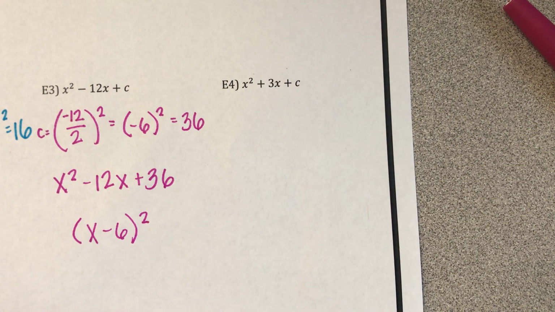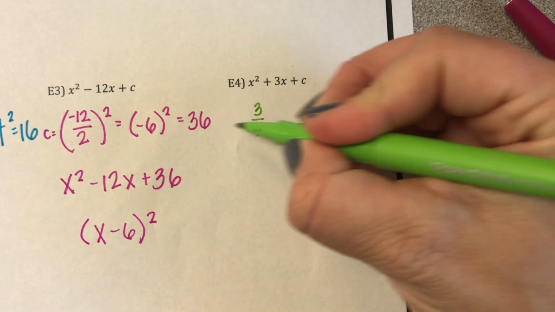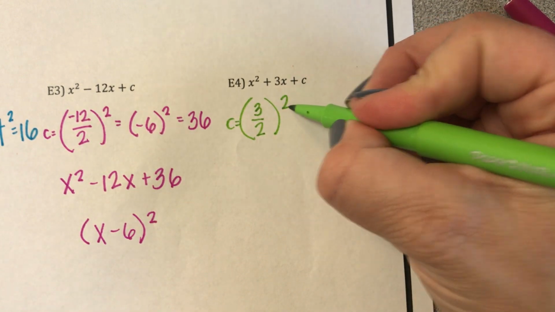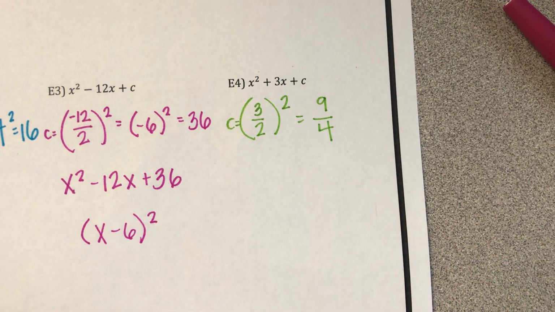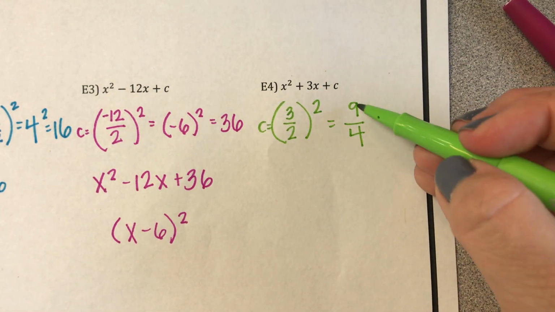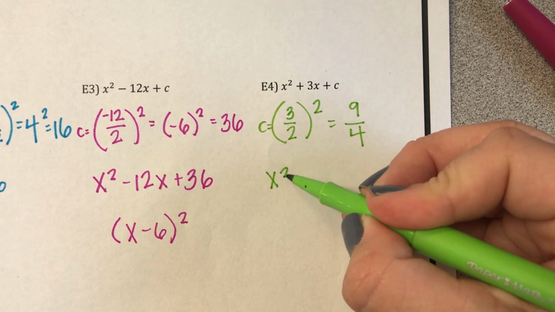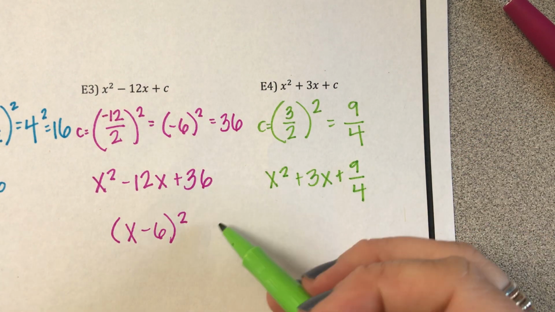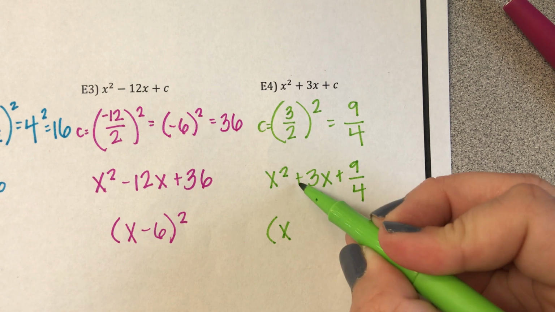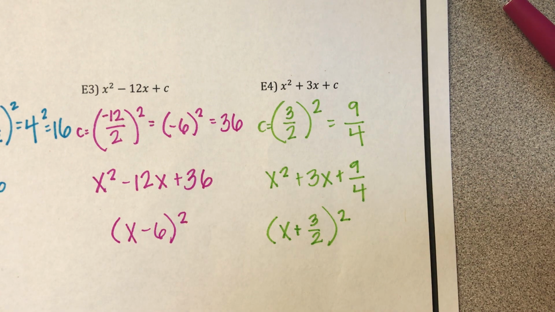And then number 4, same thing. We're going to do b over 2 squared. 3 squared is 9. 2 squared is 4. Okay, it's a fraction. When you square it, it just means 3 over 2 times 3 over 2, 9 over 4. So that's my c value. And so for my trinomial, I would have x squared plus 3x plus 9 over 4. So how would I factor that? This is a perfect square, then it's a plus sign. The square root of 9 over 4 is 3 over 2 squared.